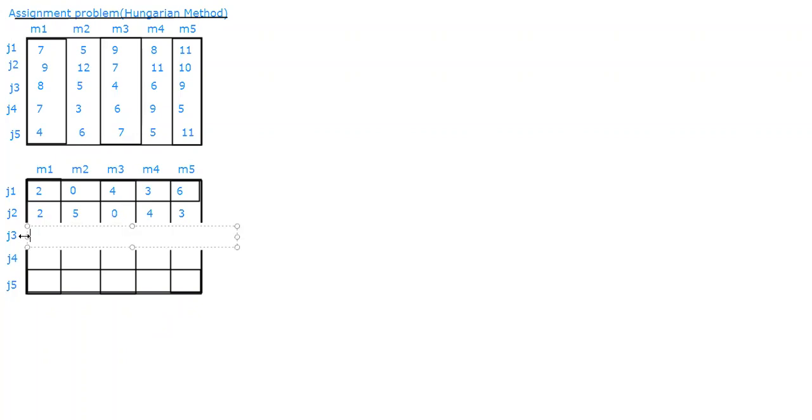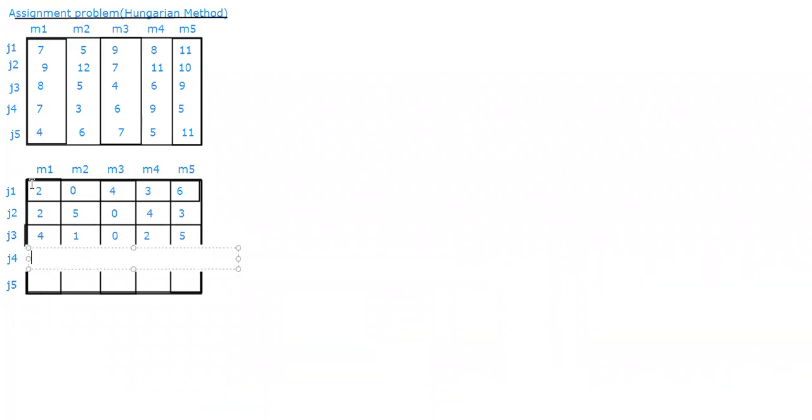Then again come down to the third one. Now in the third row: 8, 4, 8, 5, 4, 6, 9. Among these, which one is the lowest? 4 is the digit. So 8 minus 4 is equal to 4. Then 5 minus 4 is equal to 1. 4 minus 4 is equal to 0. And then 6 minus 4 is equal to 2. And 9 minus 4 is equal to 5. So I got this one also.